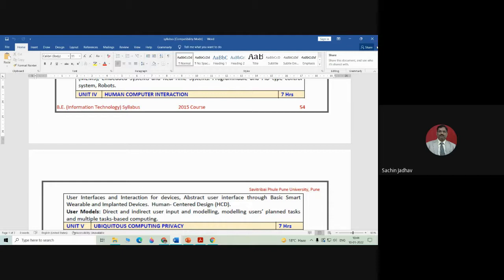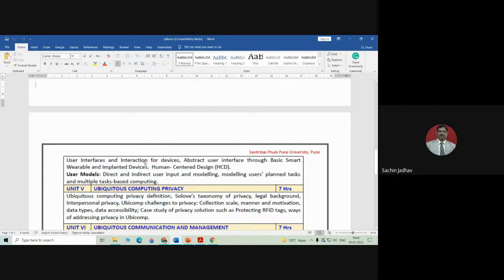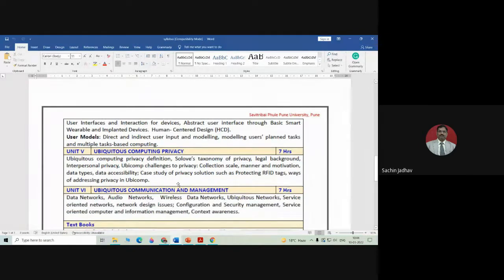So here we will discuss the basic computer interaction, their degrees of interaction and their impacts, and what care needs to be taken while designing that particular interaction with the help of user interface interaction and human-centered design, and understanding the modeling, input and output modeling, okay, and task-based modeling is there.